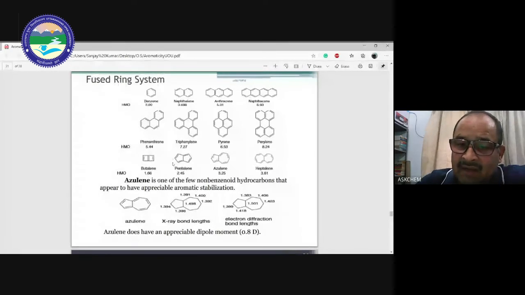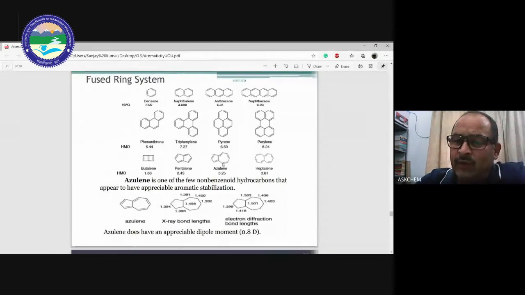Pentalene is further unstable, but its dianion is highly stable. Azulene is an inherently polar compound. We will see it in the coming slides. We will discuss the aromaticity of azulene, but it has some considerable stability, 3.25. And heptalene is 3.61. This is further stabilized because by polarizing one of the double bonds, it might give rise to a cycloheptatrienyl unit at one side. And that's why this has considerable stability.